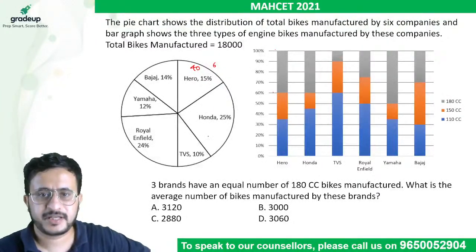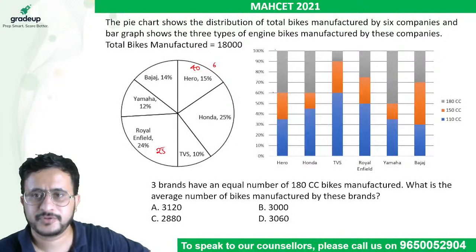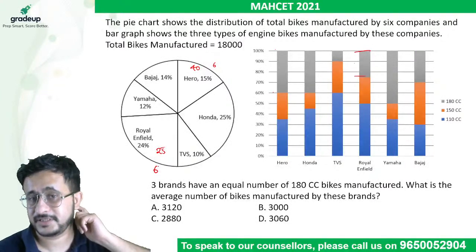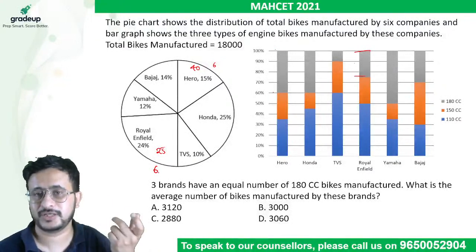Okay, this is 10% of 10. This is less, right? No need to calculate. 25% of 24, right? 25% of 24. This is 25. That is 6%. Okay, so we got them luckily equal.